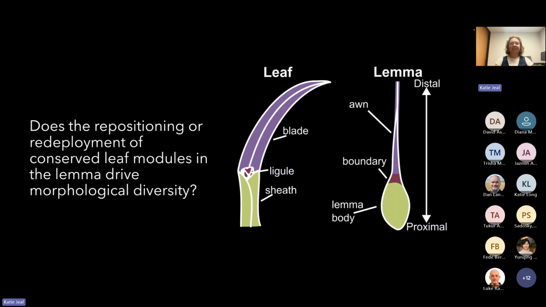And so this leads to the core question of my research, which asks: does the repositioning, activation, or suppression of conserved leaf morphology in the lemma drive morphological diversity? To test this hypothesis, we required a genetic system where we could observe disruptions to this set patterning of the modules. And so that's why we use barley. There are a lot of genetic resources available and a lot of barley mutants with altered module patterning.